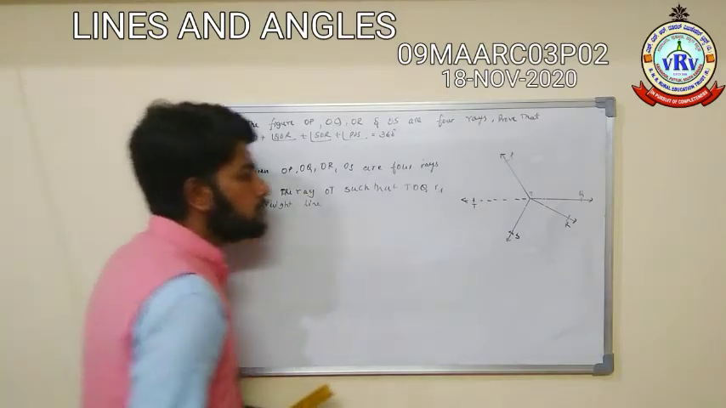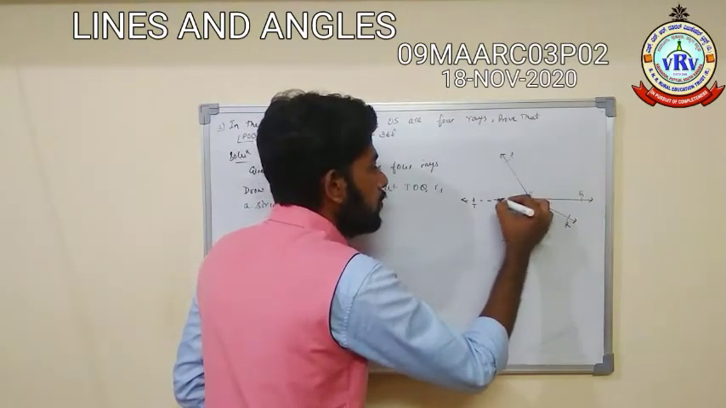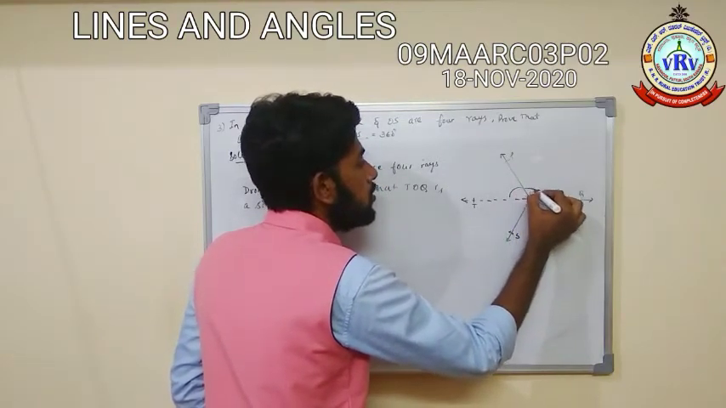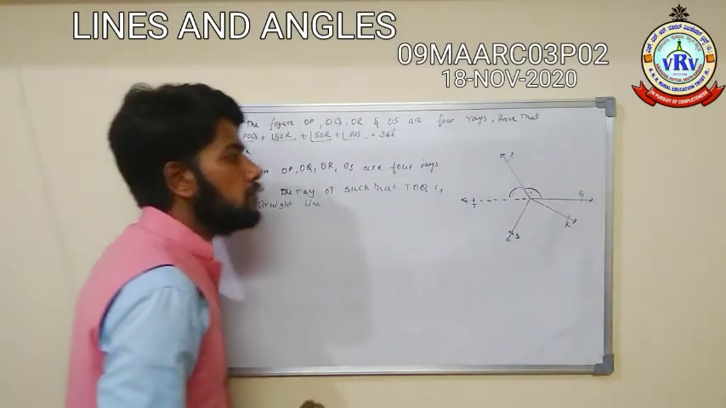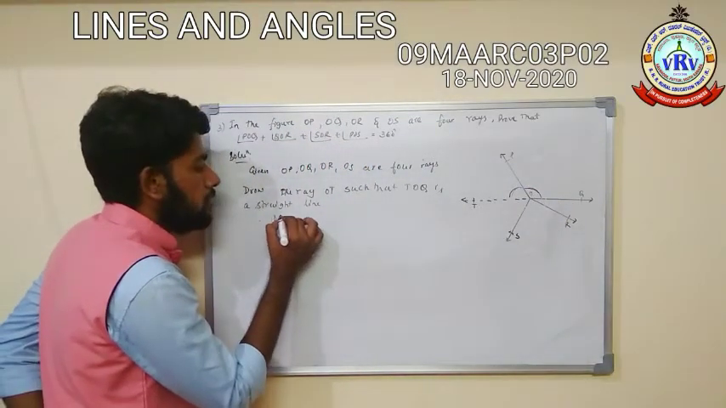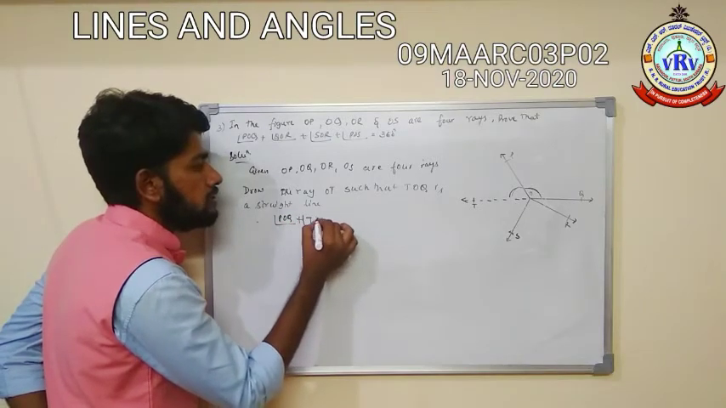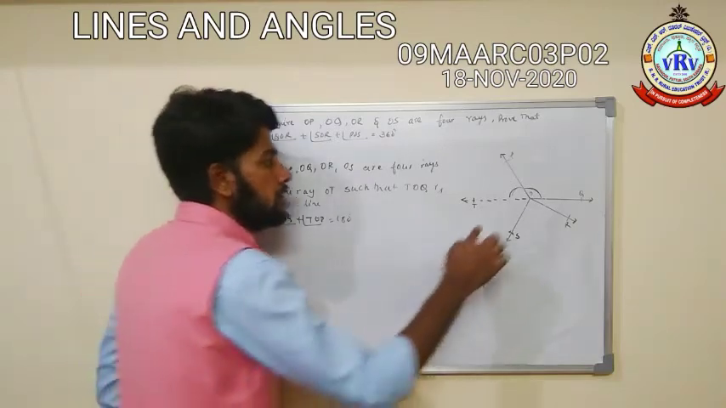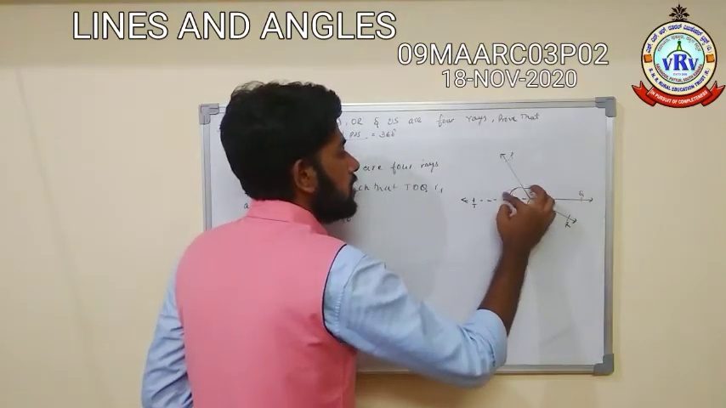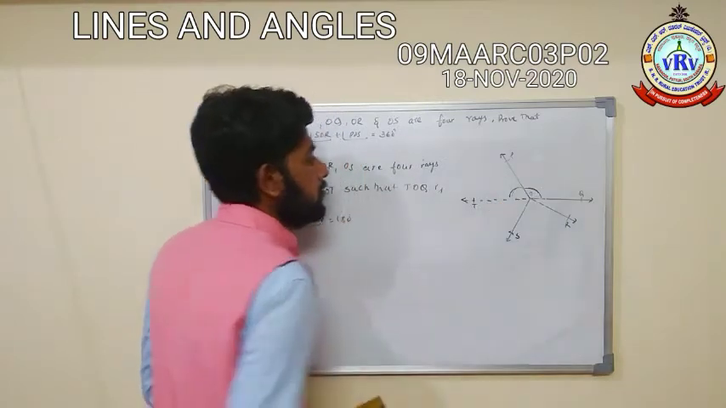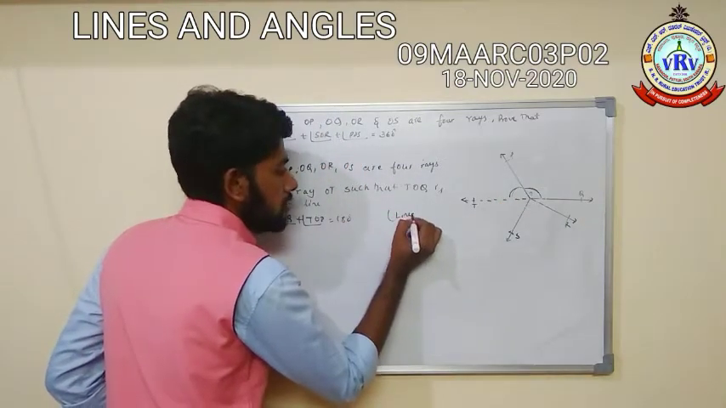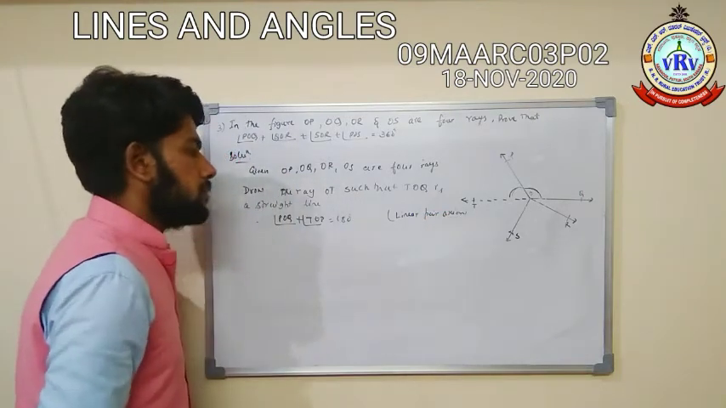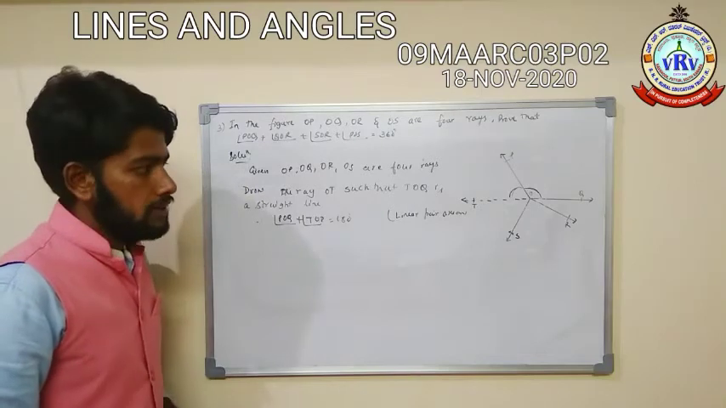Next, just observe, this is a line PO standing on the line TOQ, so their sum is equal to 180. Therefore, angle POQ plus angle TOP is equal to 180 degrees. Right? From the linear pair axiom, angle POQ plus TOP is equal to 180 degrees. Because of this linear pair axiom, this sum is equal to 180 degrees.